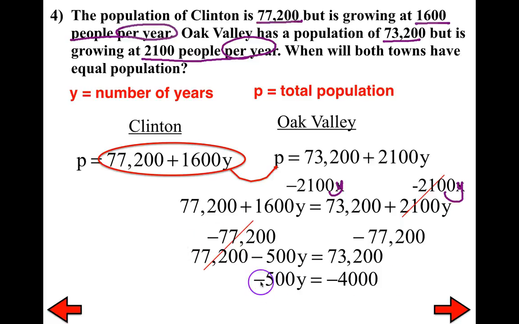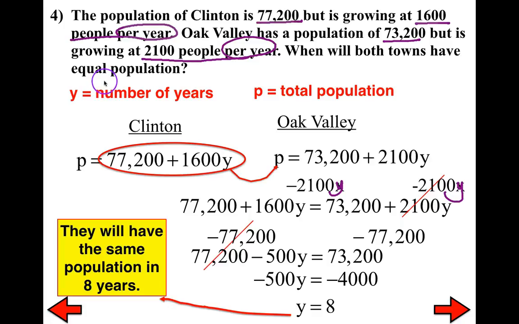So last but not least, I got to divide off my coefficient, and that would leave me with y equals 8. Now, what does that mean? Well, y is the number of years. So I'm going to say that both towns will have the same population in 8 years. Okay, notice they didn't ask me what that population is, so I'm just going to stop here and we're done.